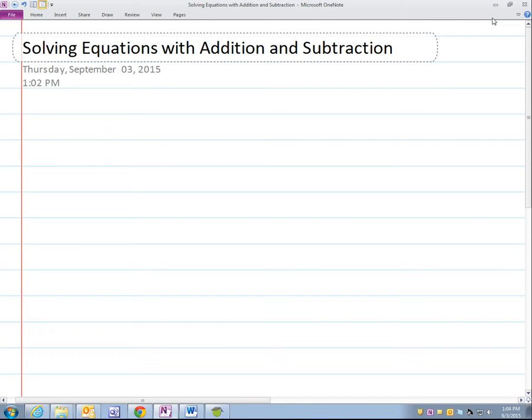So we're going to be doing solving equations using addition, or with addition and subtraction.